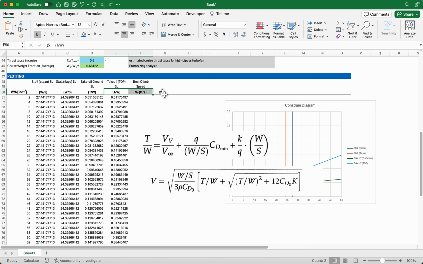Let's make these bold. The next column I said is going to be our dynamic pressure, and that is Q. And that's going to be in pounds per square foot. And it's going to be at sea level conditions, so I'm just going to write sea level. Center these.